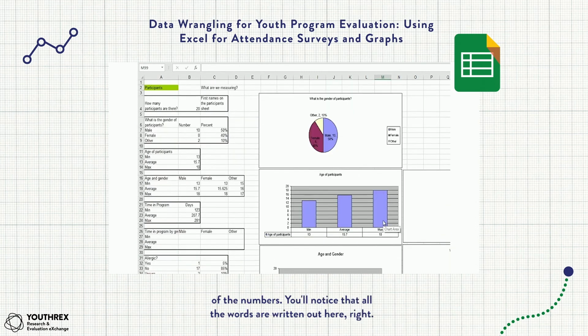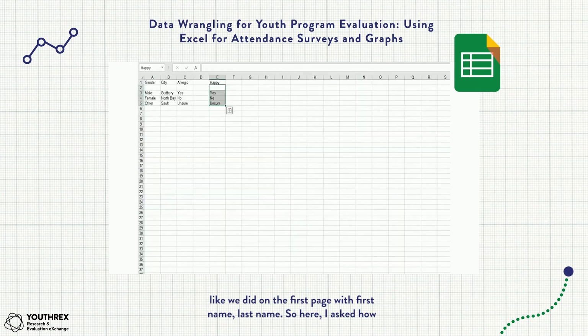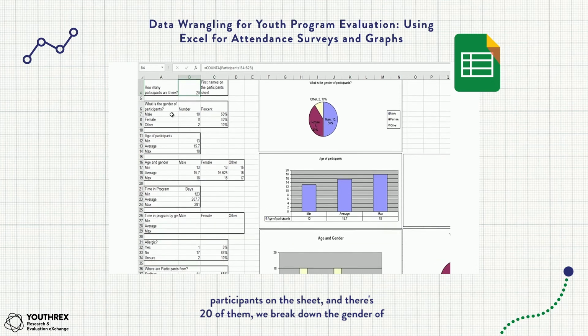So let's look at a few of the numbers. You'll notice that all the words are written out here, right? That way we can remember what the variables were instead of using codes like we did on the first page, just with first name, last name. So here I ask, how many participants are there? We put in a note that says first name of the participants on the sheet, and there's 20 of them. We break down the gender of the participants and the percentage of people in the program by gender.